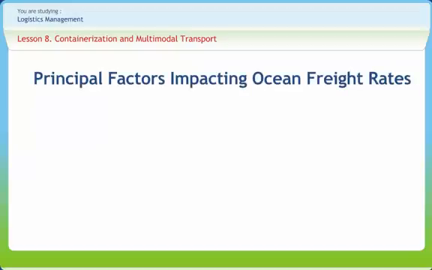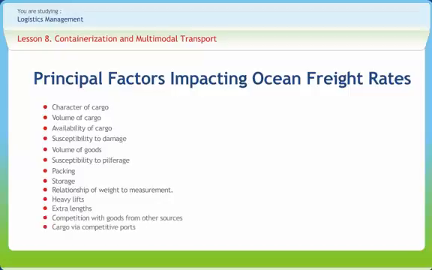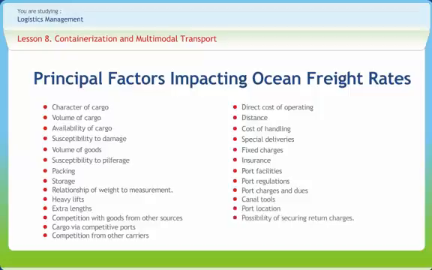Rate determining in case of ocean transport is a complex process and is usually affected by the following factors: character of cargo, volume of cargo, availability of cargo, susceptibility to damage, volume of goods, susceptibility to pilferage, packing, storage, relationship of weight to measurement, heavy lifts, extra length, competition with goods from other sources, cargo via competitive ports, competition from other carriers, direct cost of operating, distance, cost of handling, special deliveries, fixed charges, insurance, port facilities, port regulations, port charges and dues, canal tolls, port location, possibility of securing return charges.